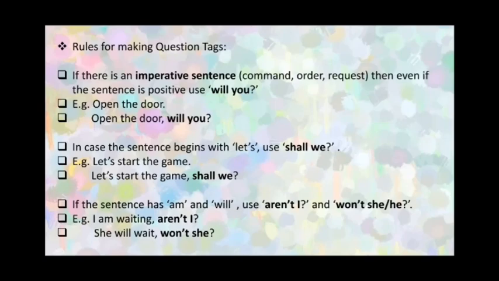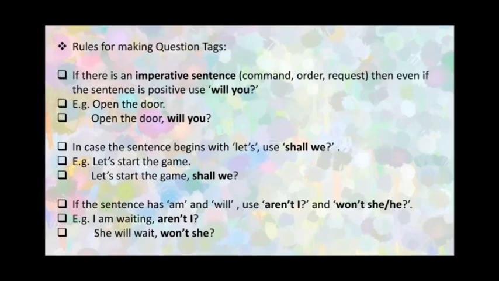Next, in case the sentence begins with let's, use shall we as a question tag. For example, let's start the game. Again you need to rewrite the sentence: let's start the game, comma, shall we? After writing the tag, put a question mark.